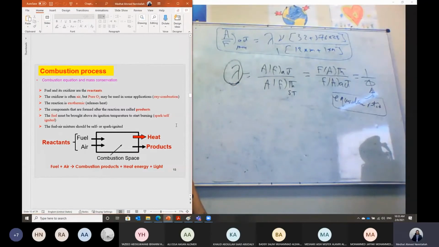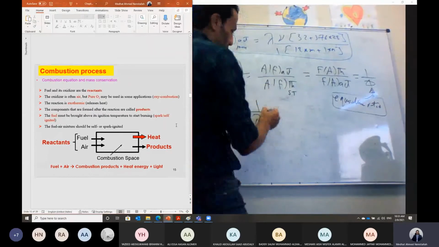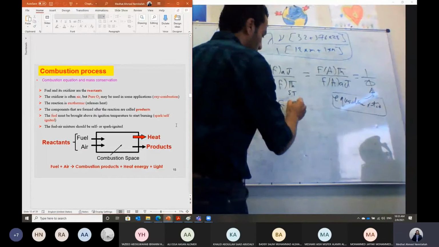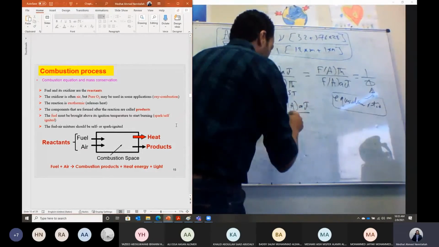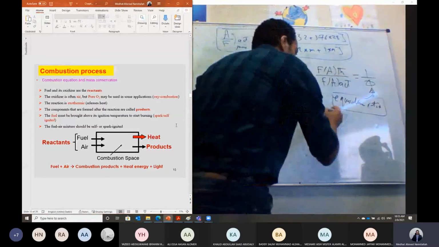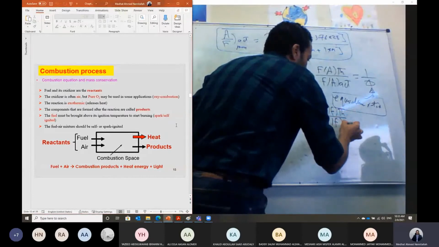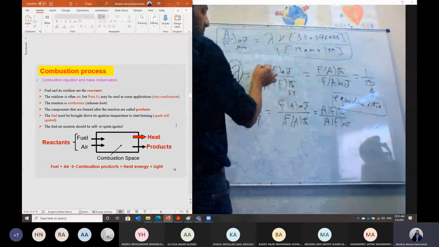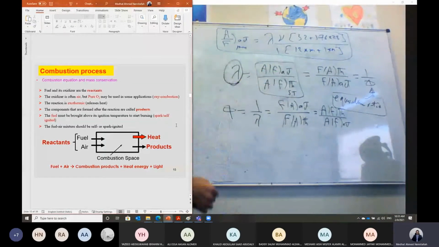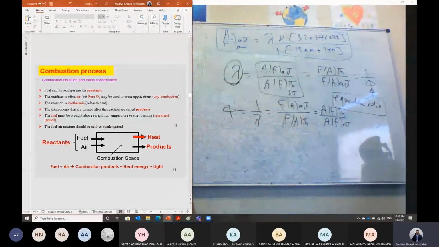Okay? So the excess air factor is equal to 1 over the equivalence ratio, or the equivalence ratio is equal to 1 over the excess air factor, and it is equal to the actual fuel to air ratio divided by the theoretical fuel to air ratio, or to the theoretical air to fuel ratio divided by the actual air to fuel ratio. So it is just the reciprocal of lambda, 1 over lambda.